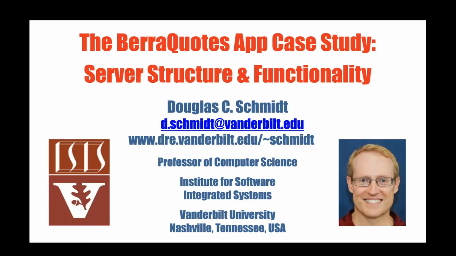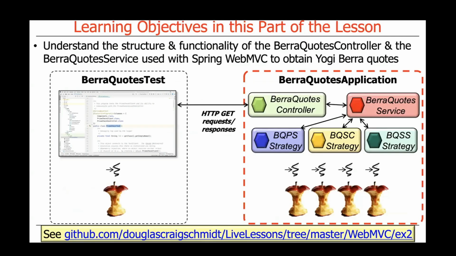So we're now going to talk about the server structure and functionality of the BerraQuotes app. I'm going to give you a high-level view, and then in the next part of the lesson, we're going to zoom down and take a look at source code in detail. The basic purpose of the server is to define the BerraQuotes controller and the BerraQuotes service and the associated strategies and applications needed to actually run this thing as a Spring microservice.